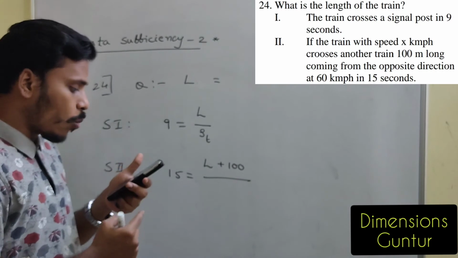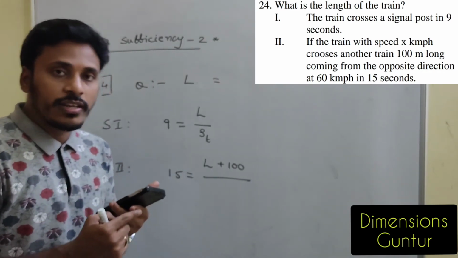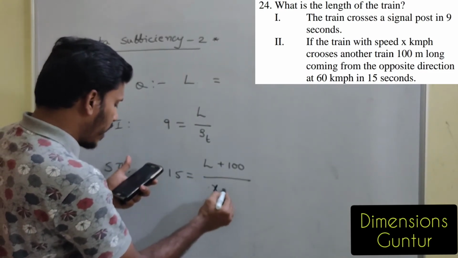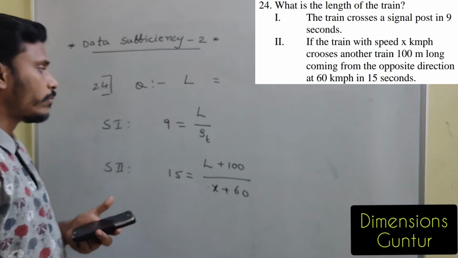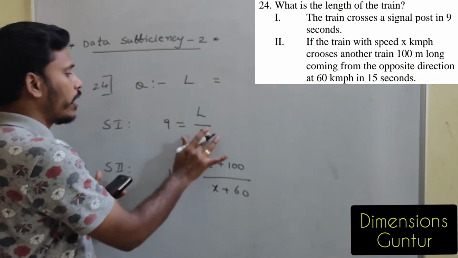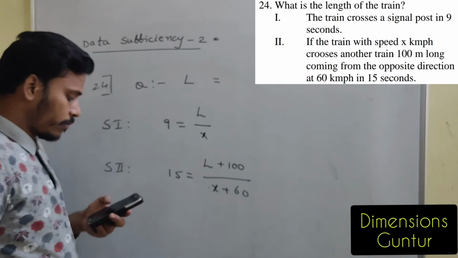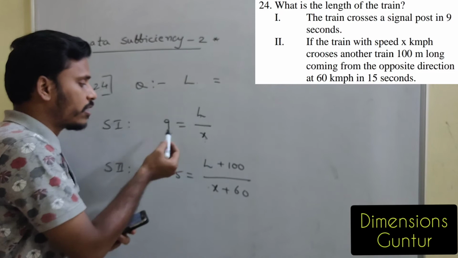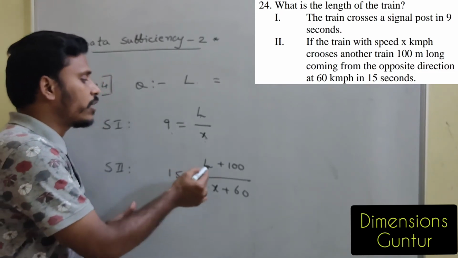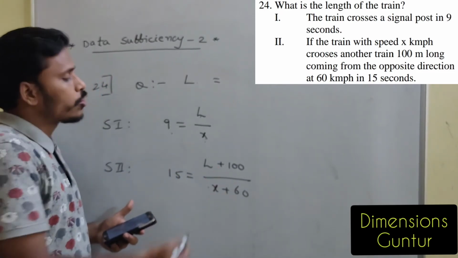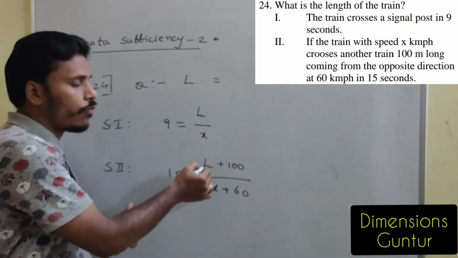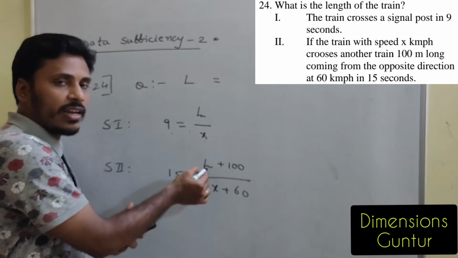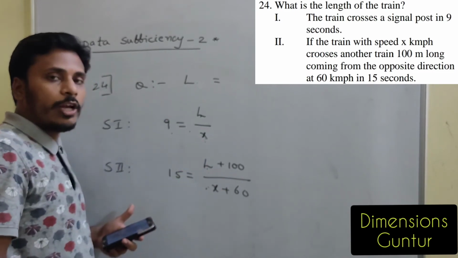Since the two trains are crossing each other, moving in opposite directions, we need to take the sum of the speeds. One train's speed is x and the other train's speed is 60. Here we replace the speed with x. From the first statement, L by x is equal to 9. From the second statement, 15 is equal to L plus 100 by x plus 60. So you need to solve for the length of the train from these two. From this, L is equal to 9x. So replace L with 9x, and from there calculate the value of x.